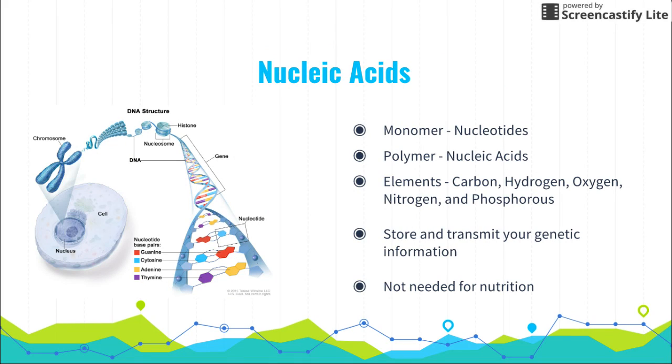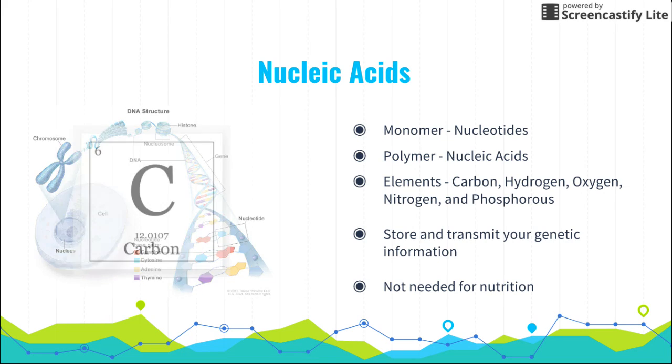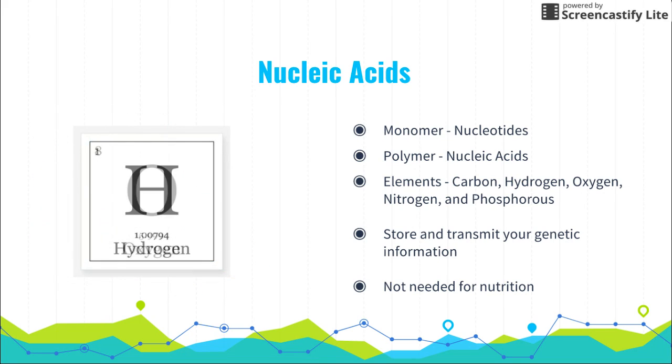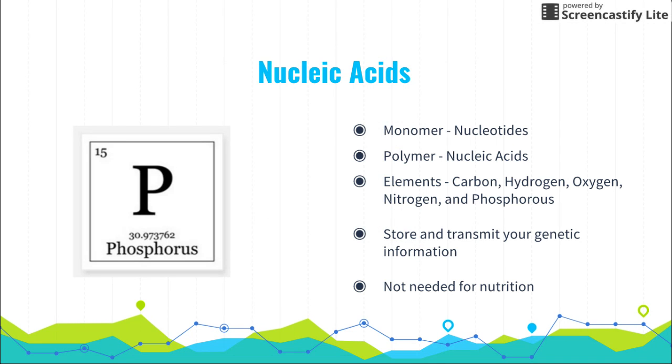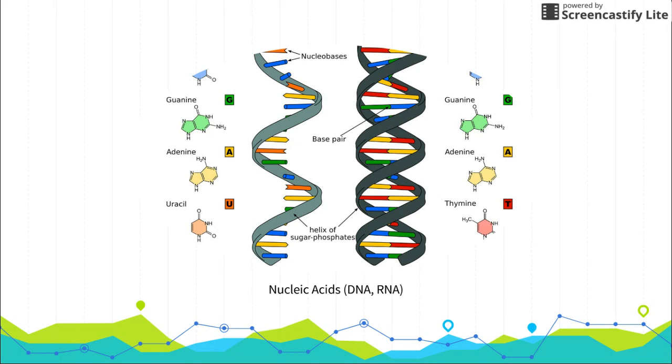And nucleic acids. The monomer of nucleic acids is nucleotides, and the polymer is nucleic acids. The elements are carbon, hydrogen, oxygen, nitrogen, and phosphorus. They store and transmit your genetic information, and nucleic acids are not needed for nutrition. Examples of nucleic acids are DNA and RNA.